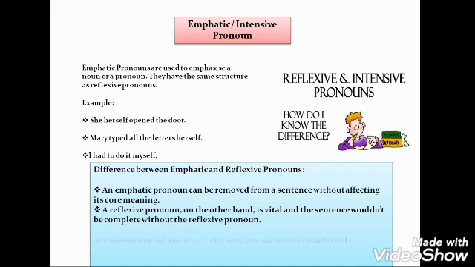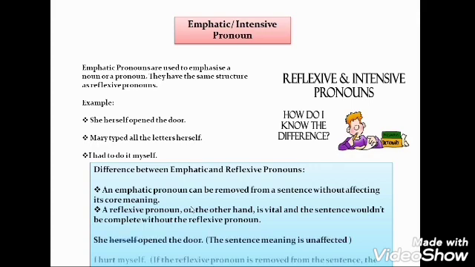But when you remove the reflexive pronoun from a sentence, it won't give meaning. For instance, I hurt myself. When you remove myself from the sentence, I hurt. What did I hurt?